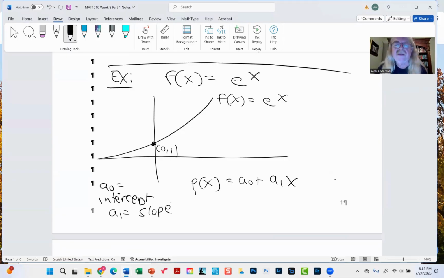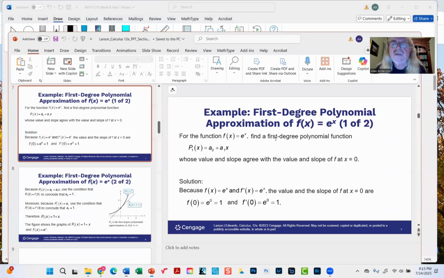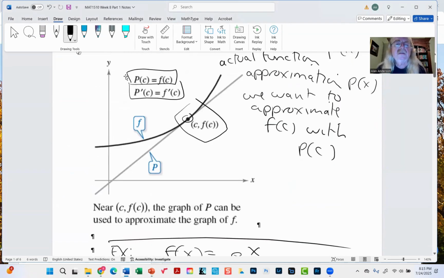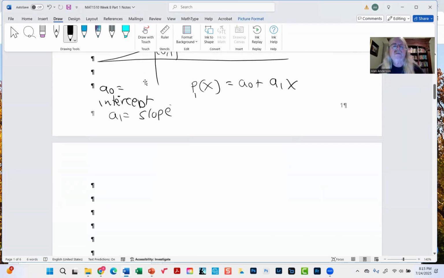All right, well, how do we do this? Also keep in mind that we're trying to do this at the point x equals 0. So the first thing we need to do is take the derivative of this function, because remember, the two things we're lining up are here. We need both of these to match.